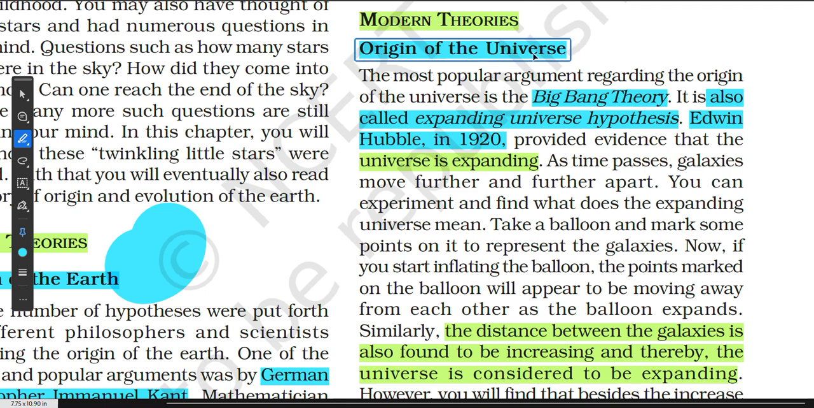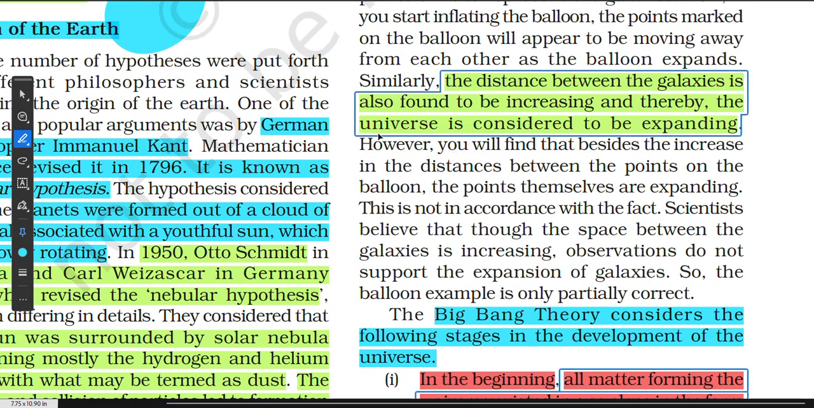The most popular argument regarding the origin of the universe is the Big Bang theory. It is also called the expanding universe hypothesis. It was propounded by Edwin Hubble in 1920, who said that the universe is expanding. What is the meaning of this? Basically, the distance between two galaxies is increasing. The distance between the galaxies was found to be increasing, and thereby the universe is considered to be expanding.